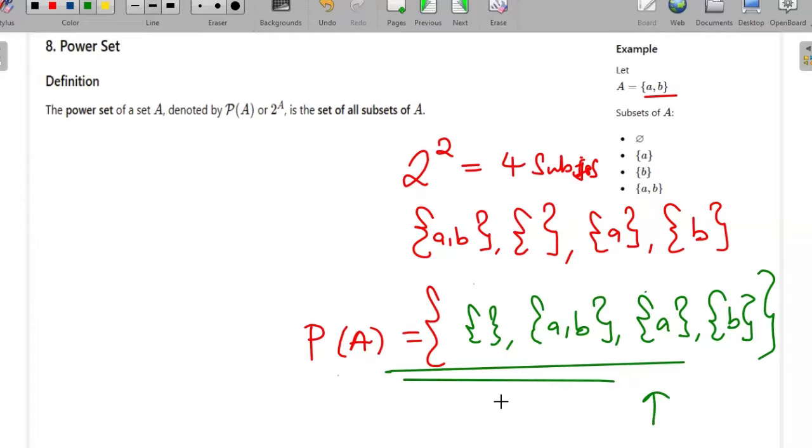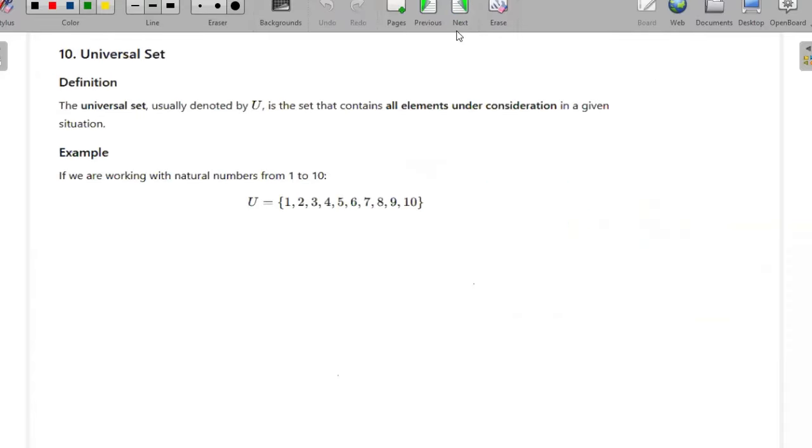Okay, so make sure you understand the concept fully. Once your tutorial sheet is out, there's going to be a question on the power set, and you'll be required to actually answer it. All right, so we move on to something simple. I know these ones are very simple for you guys. We've had the universal set since grade 1, right?